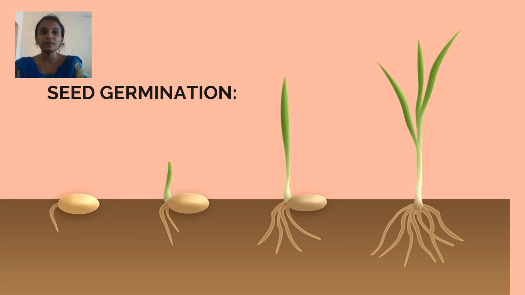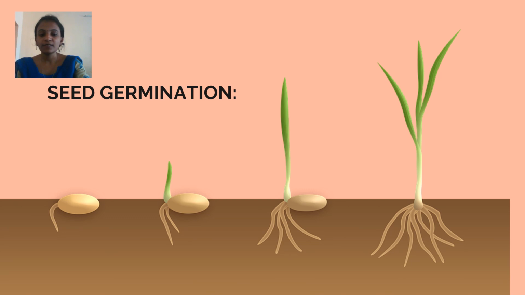Now we will see about the germination of seed. See the picture here. When you sow a seed in soil, the baby plant inside the seed has two parts. See the picture here.